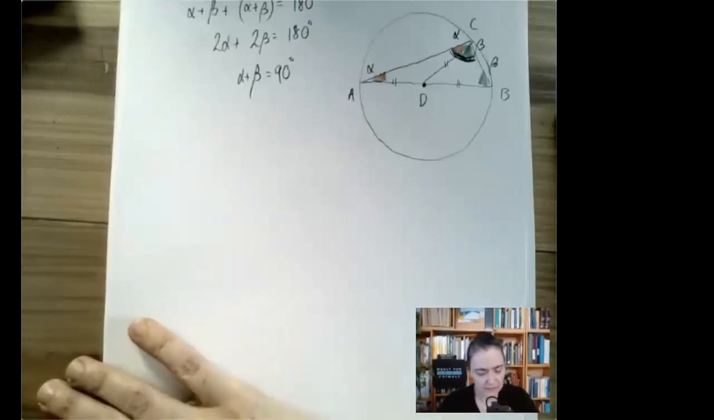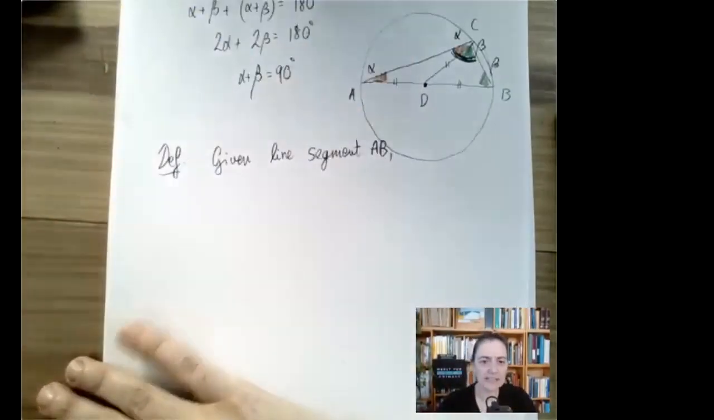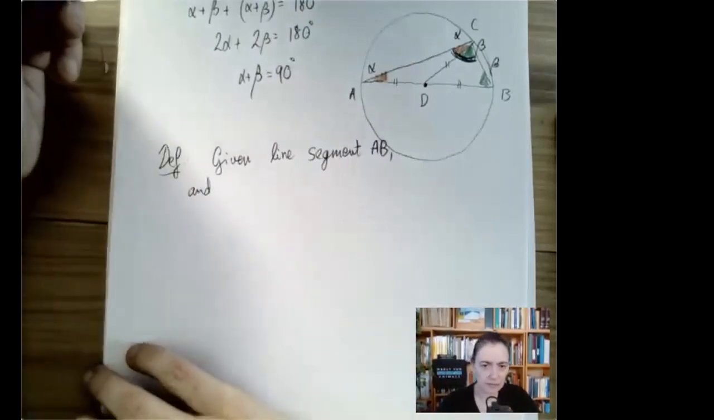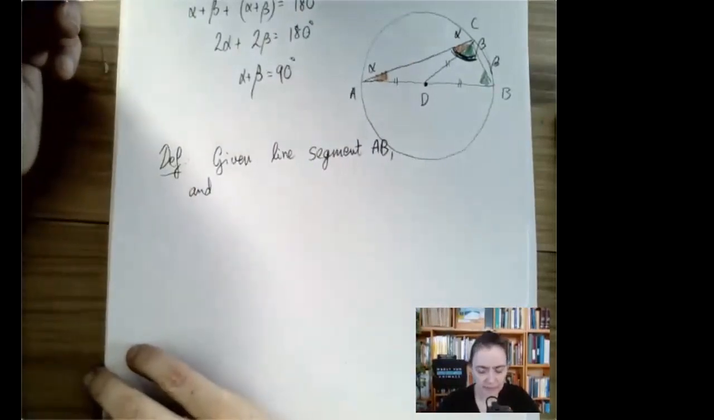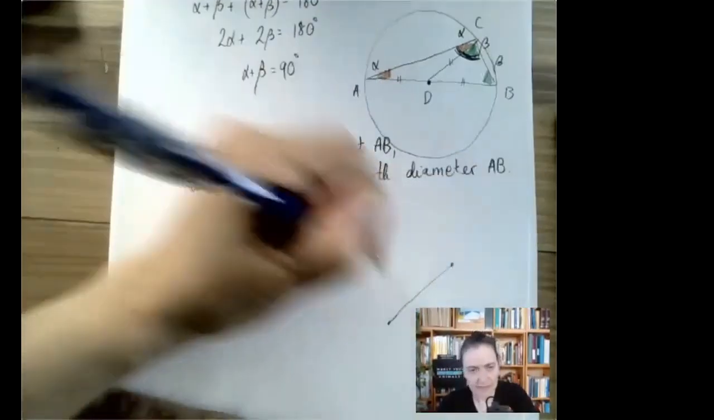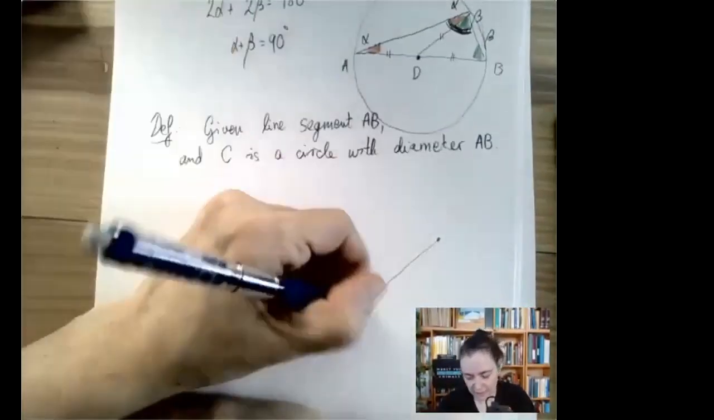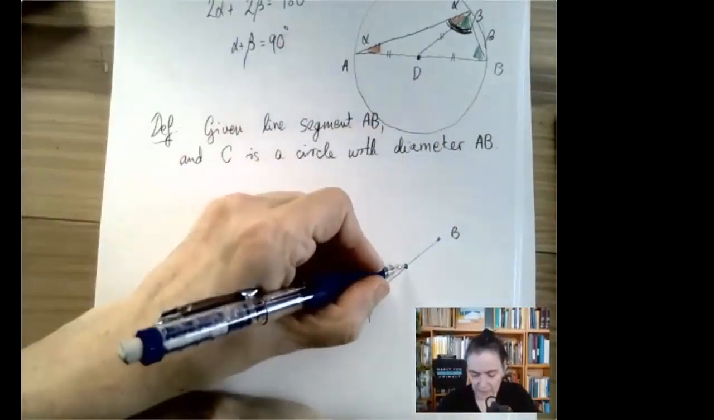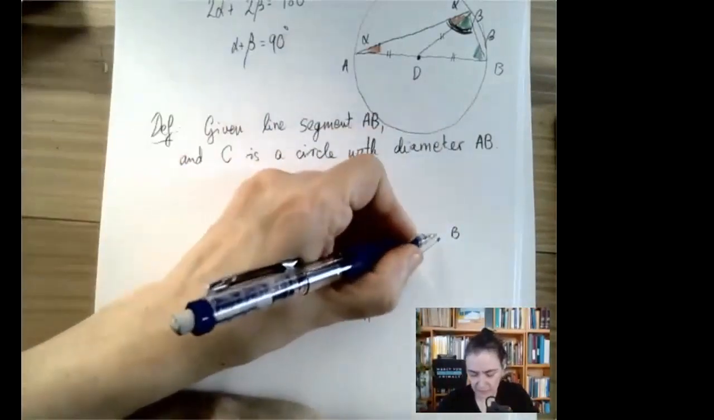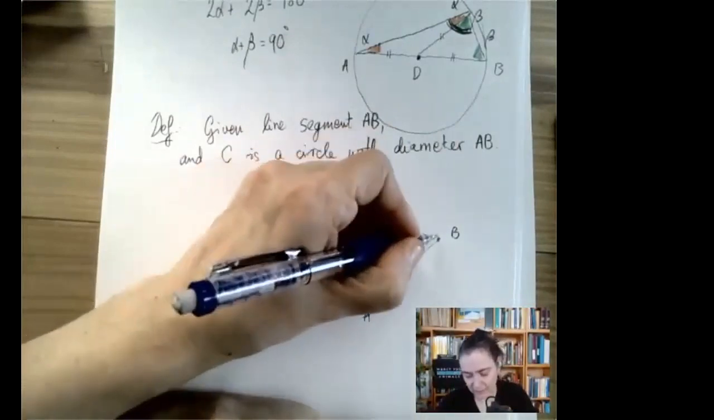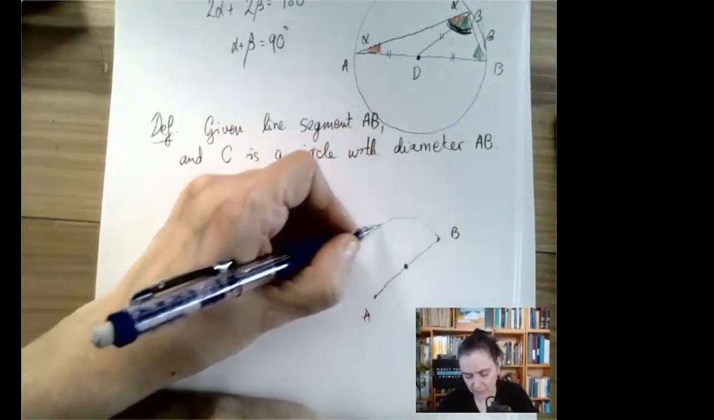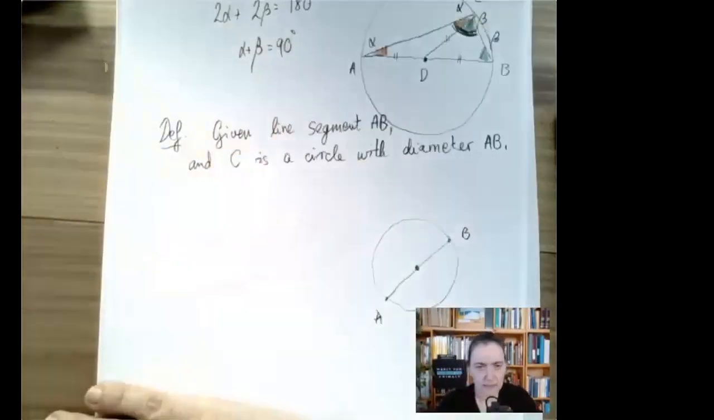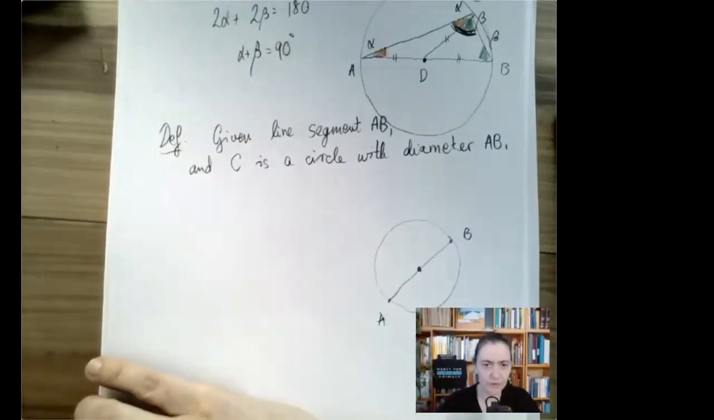So let's start with the definition. Suppose line segment AB is given, and we draw a circle whose diameter is AB. That can be easily done. You're given line segment AB. First, you have to find the midpoint. And then the midpoint will serve as the center of the circle. Half of the length of the line segment, the distance from the midpoint, is going to be the radius. This circle is called the Thales circle of the line segment.